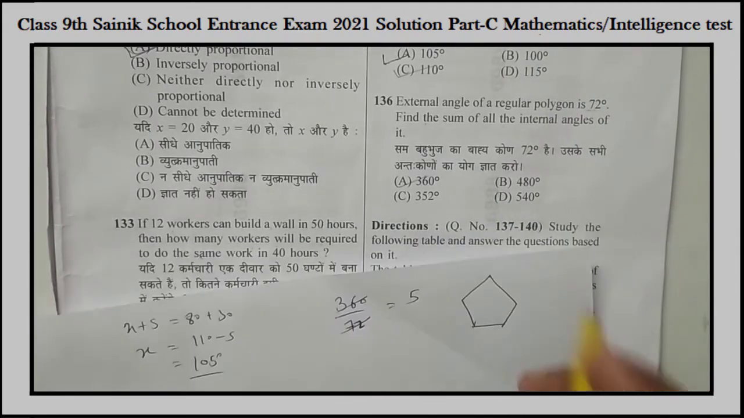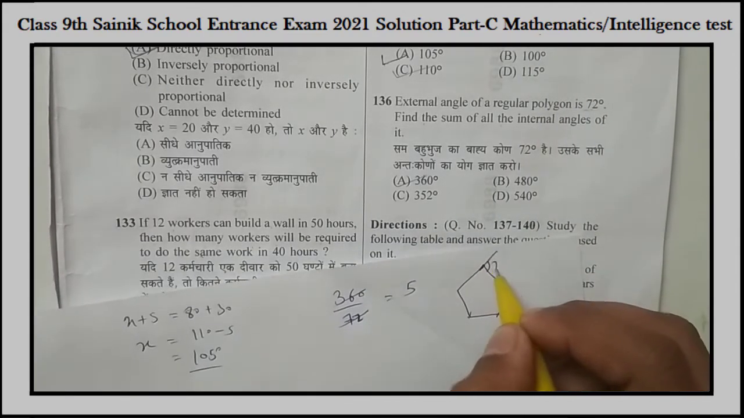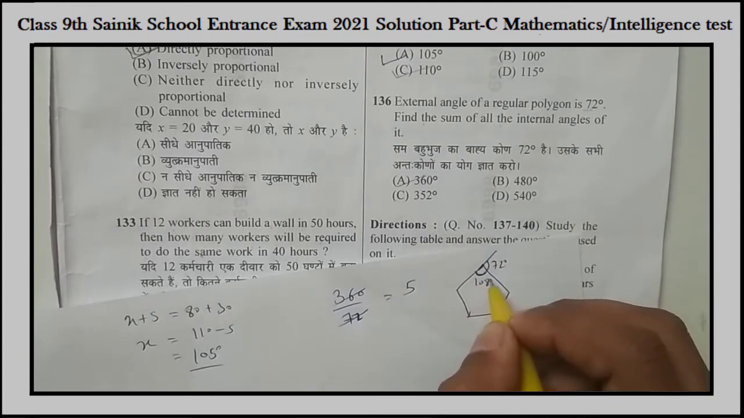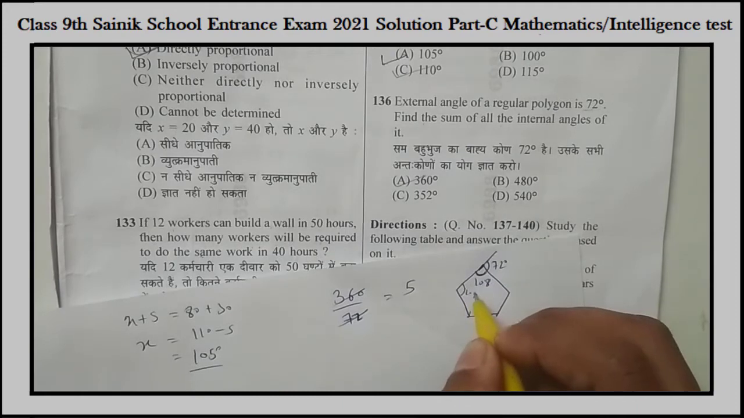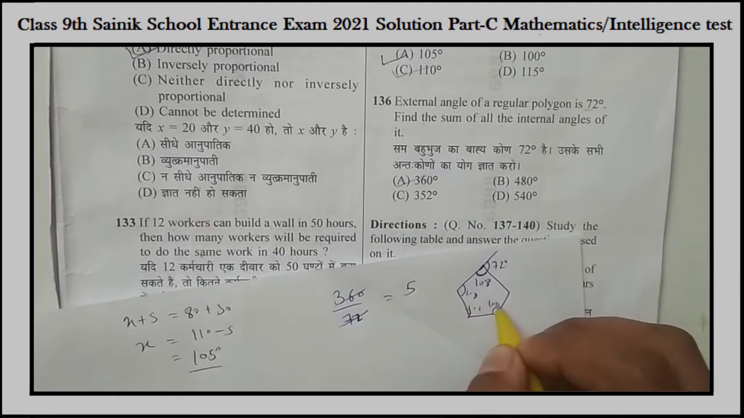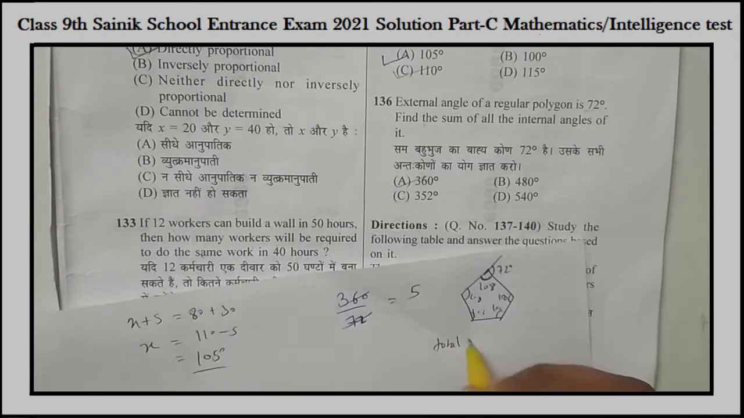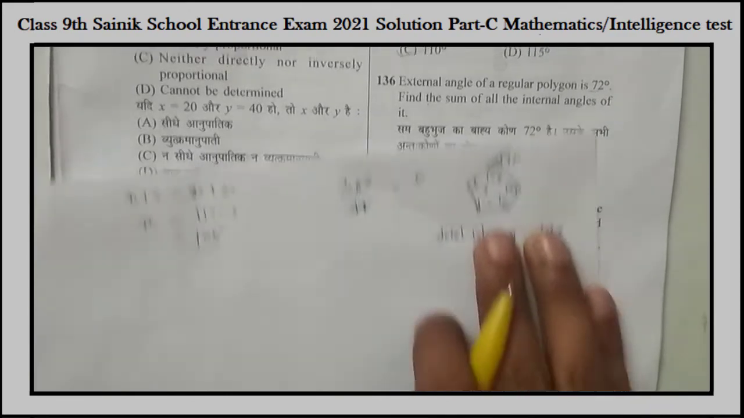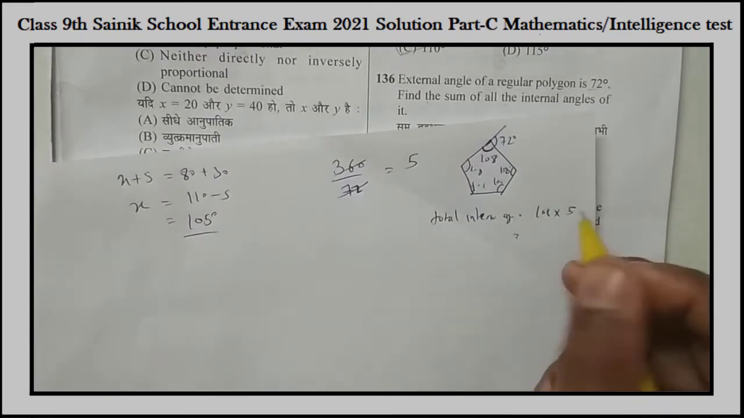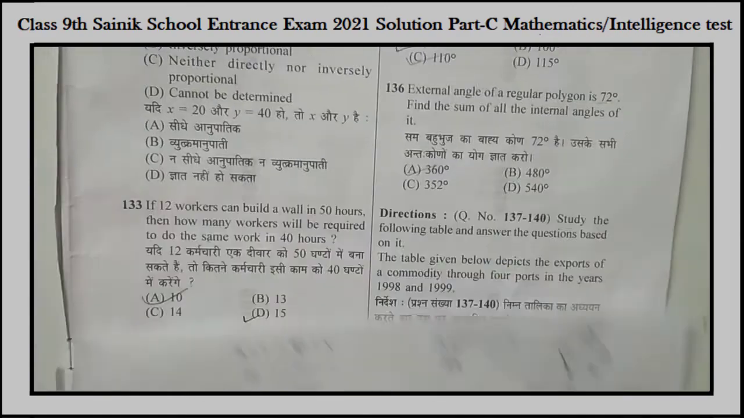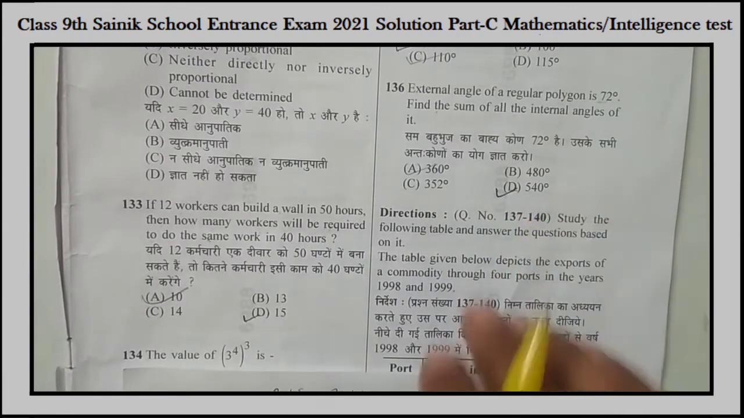Here this is our external angle, 72 degrees. What will the interior angle become? Interior will become 108 degrees. And this is also 108, this is also 108, this is also 108, and this is also 108 degrees. So what is the total internal angle? It is equal to 108 multiplied by 5. What do we get? 540 degrees. So the correct option is D, 540.